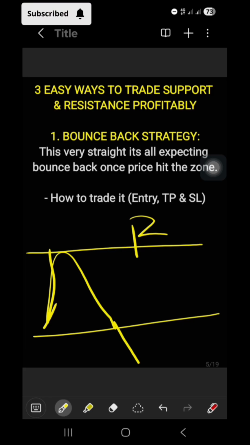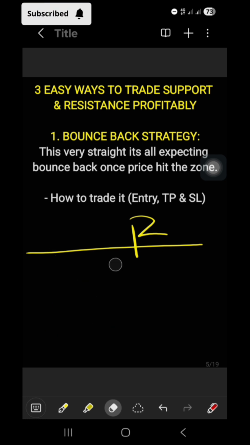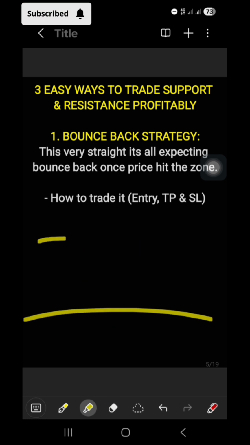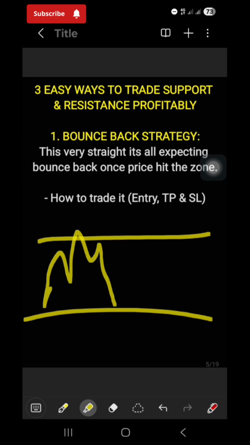So for instance, let's explain this. The first one is the bounce back strategy. At every point, I expect the price to bounce back. If it doesn't bounce back, it should break below or break above. So the price is moving in this direction right now, and the price got here. Immediately the price gets here, the candle that touches here, wait for it and see the next reaction. If the price is bouncing back, are you getting me?